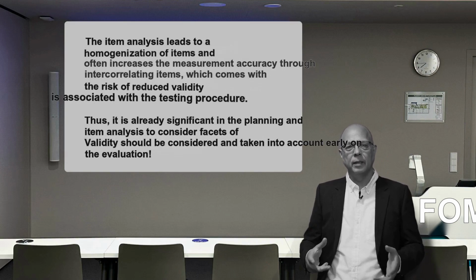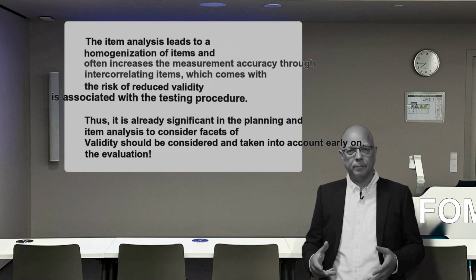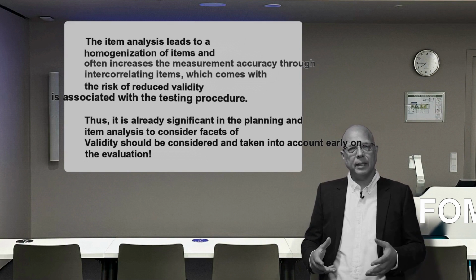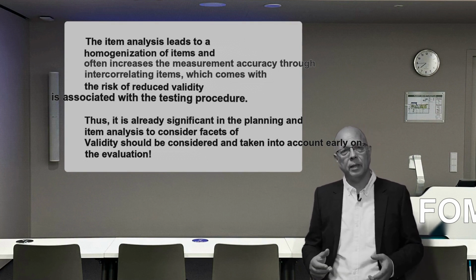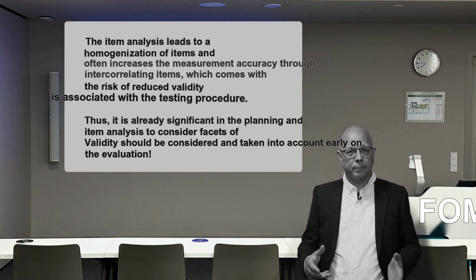Please note that the method of item analysis generally leads to a homogenization of the items, which typically results in a higher internal consistency, thus leading to a higher test reliability. In the context of item analysis, it is therefore essential to also consider validity so that variables for validation are collected during the data collection process. These can be variables or scales that allow statements about convergent, predictive, or differential validity.